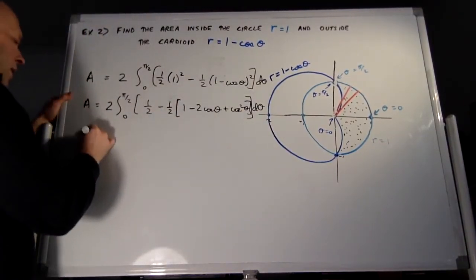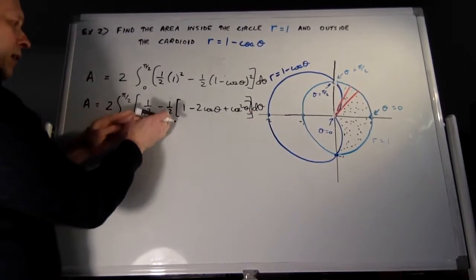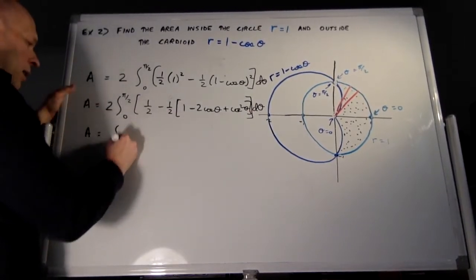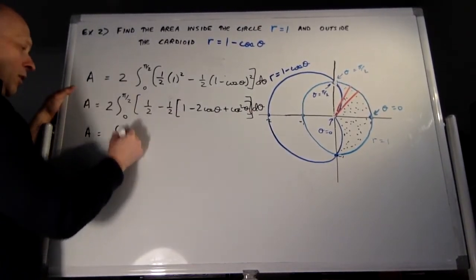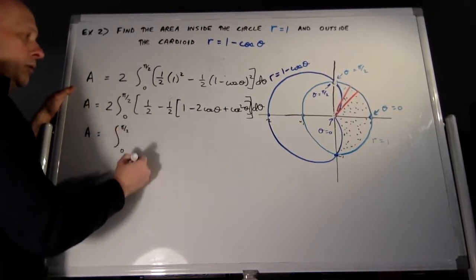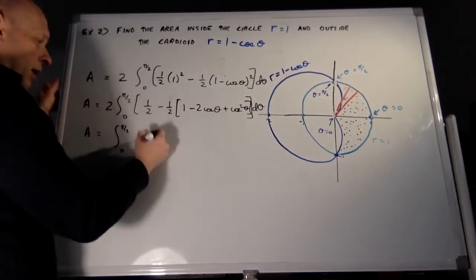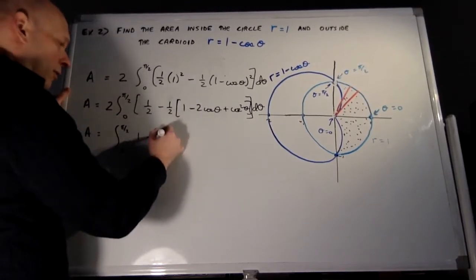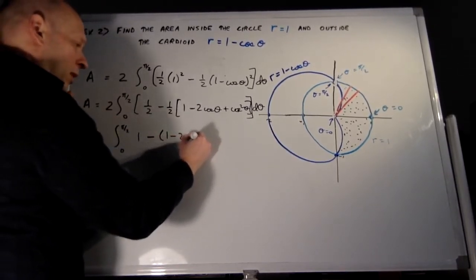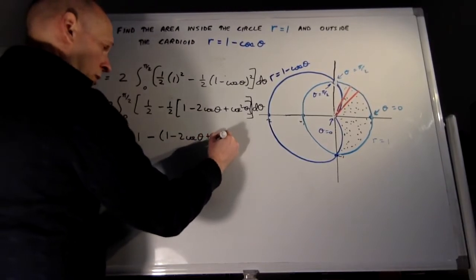Okay, so we have A equals, I guess we can factor out this 1/2 multiple. Why don't we do that? Because then it'll cancel with this 2. So we have the integral from 0 to pi over 2 of just 1, since I'm factoring the 1/2 out, minus this stuff right here: 1 minus 2 cosine theta plus cosine squared theta.